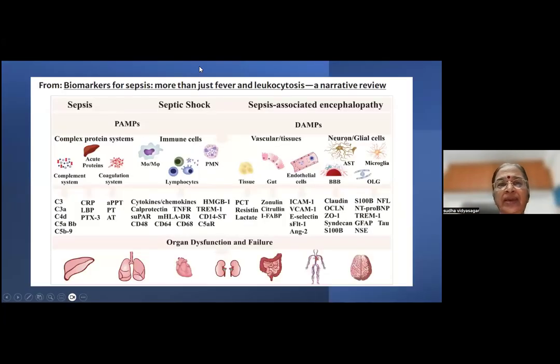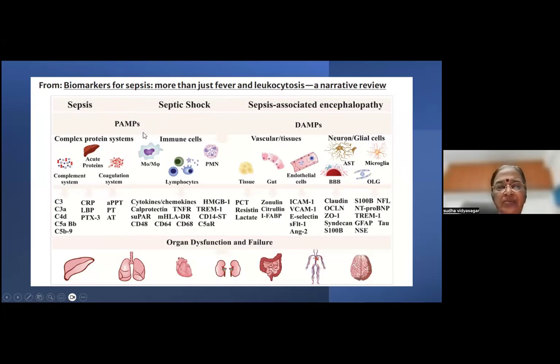So let's look again at where we are as far as the infection is concerned. If you look at the biomarkers for sepsis, we began with saying fever and leukocytosis are the features of sepsis. But if you look carefully, you will find a lot more happens here. So you have sepsis, you have septic shock, you have sepsis-associated encephalopathy. For sepsis and septic shock, it is coming from the PAMPs, and for the sepsis-associated encephalopathy, it's coming from the DAMPs, the damage-associated molecular patterns.